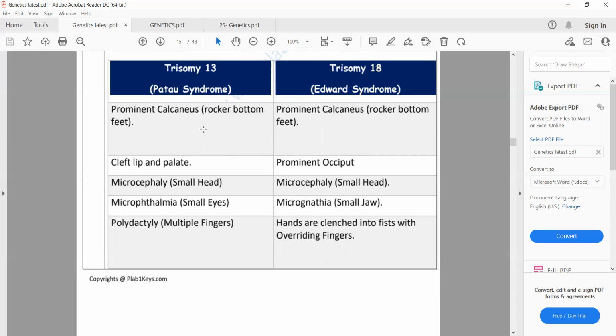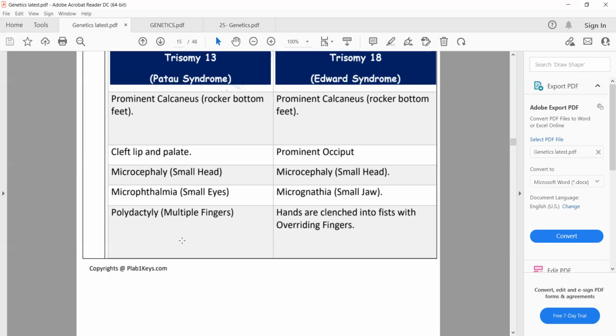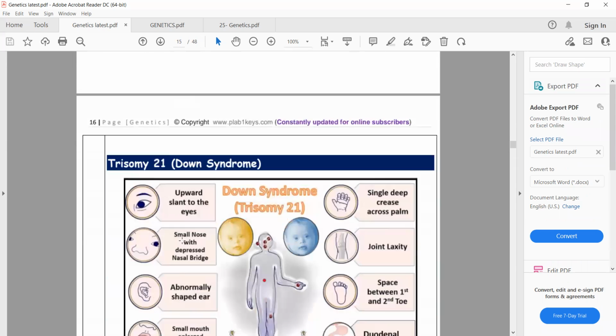While on the other hand, trisomy 13 or Patau syndrome has 2 smalls and many fingers: microcephaly and microphthalmia, along with many fingers. Then your diagnosis will be trisomy 13 or Patau syndrome.